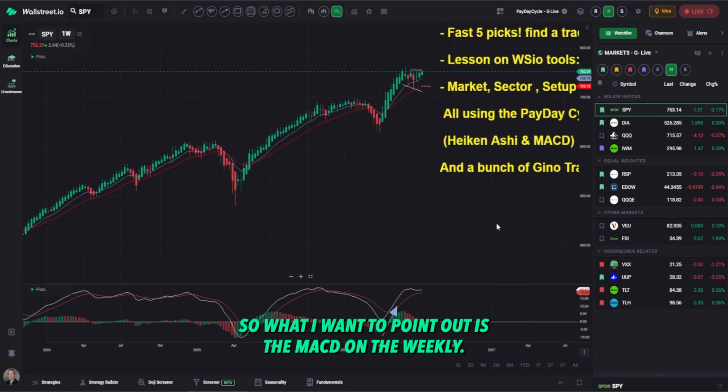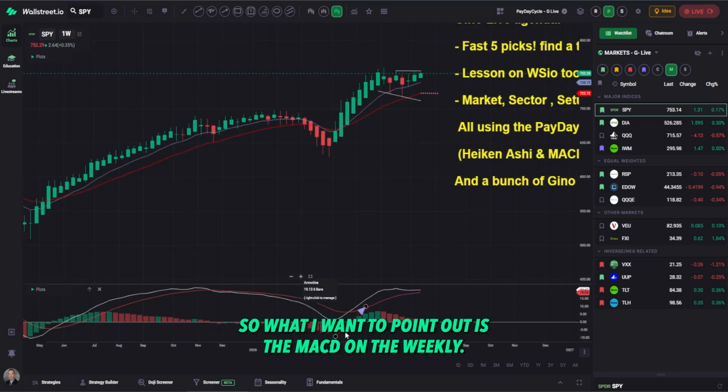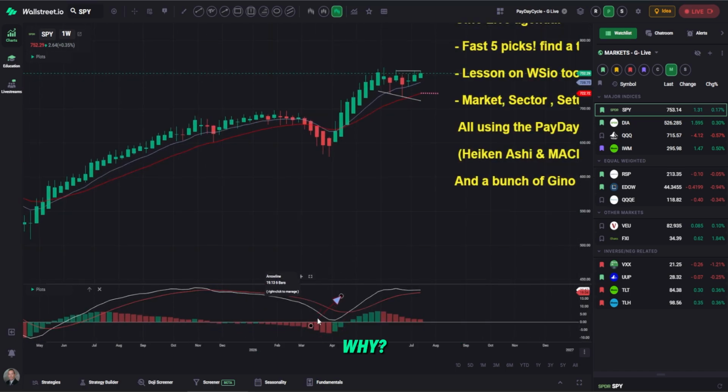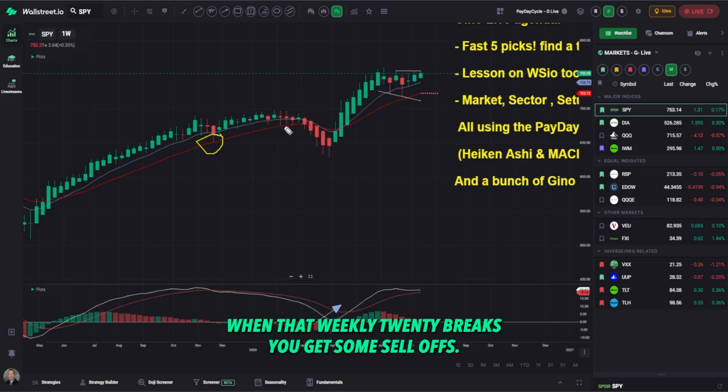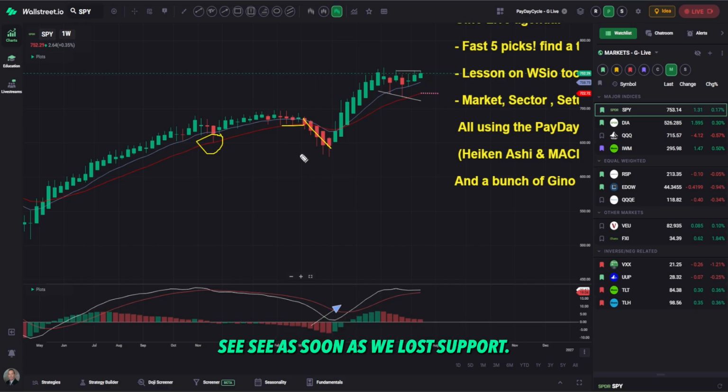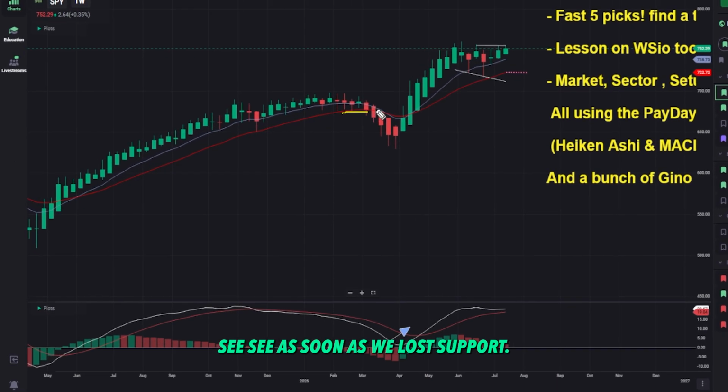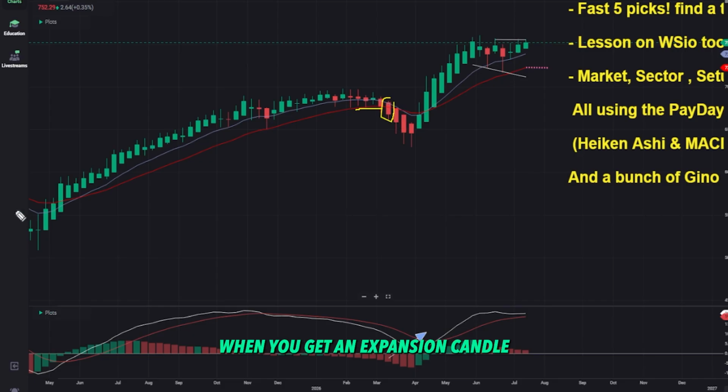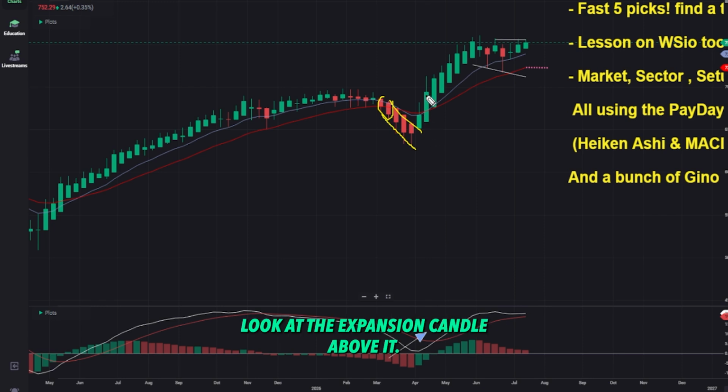So what I want to point out is the MACD on the weekly. Why? Because it's slower and it's using these moving averages. And there's a very strong support called the 20 on the weekly. When that weekly 20 breaks, you get some sell-offs. See, as soon as we lost support, look at the expansion. When you get an expansion candle on the weekly to the downside, that usually means, yeah, the bear's triggered, right? We get this. And then we get back above the 20, look at the expansion candle above it. And then we broke out of this area.